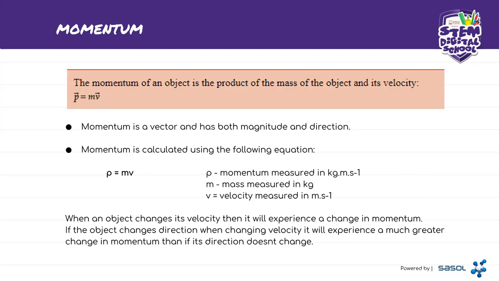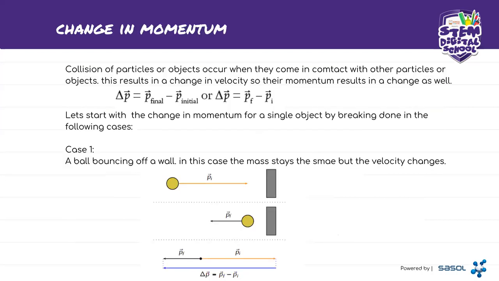That brings us to calculating the change in momentum. Those are conditions that are also part of momentum. So if the object changes direction when changing velocity, it will experience a much greater change in momentum than if its direction doesn't change. Which means that if you're working with opposites, we're going to get to the definition of that as we move along. I'll explain it more when we get to it.